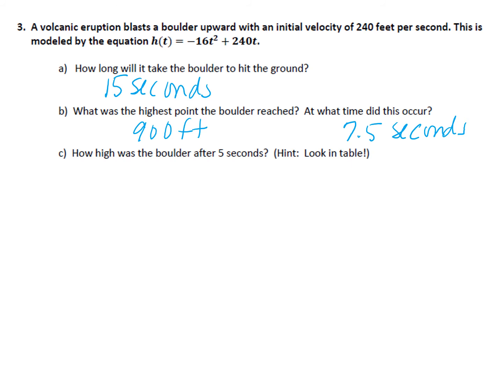Again, this is only the case because it was launched straight from the ground, not with an initial height other than 0. And then the last question, it asked for how high the boulder was after 5 seconds. And again, I showed you that as a point on the graph, but also I referenced that in the table, and that height was 800 feet. All right, I have one more example, and then I'm going to give you a couple practice problems to do.